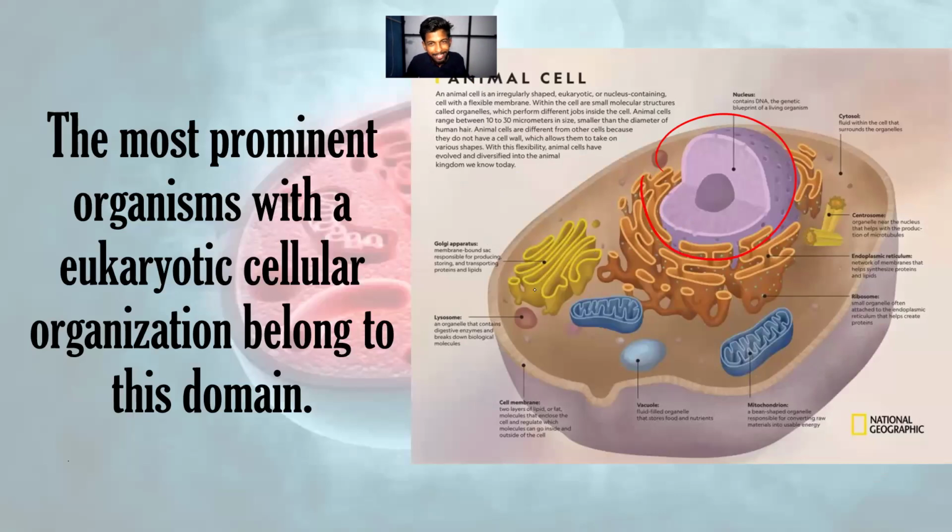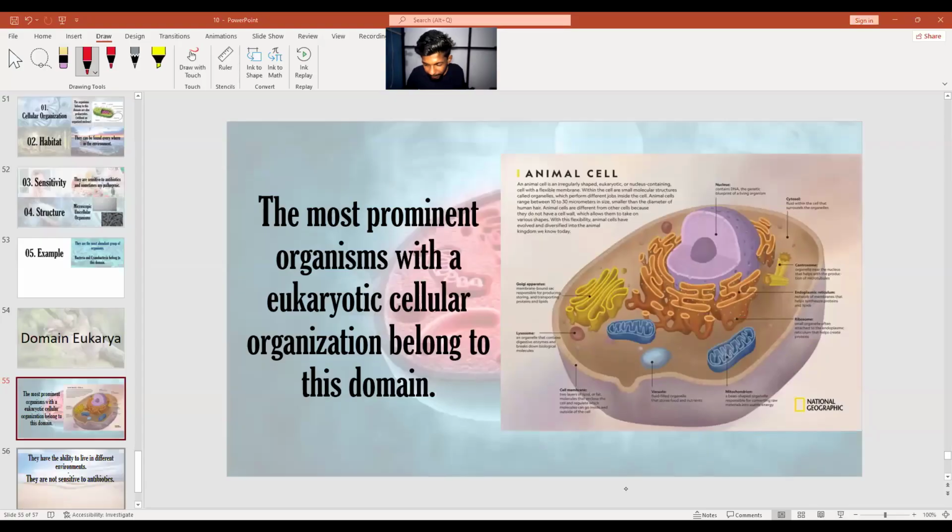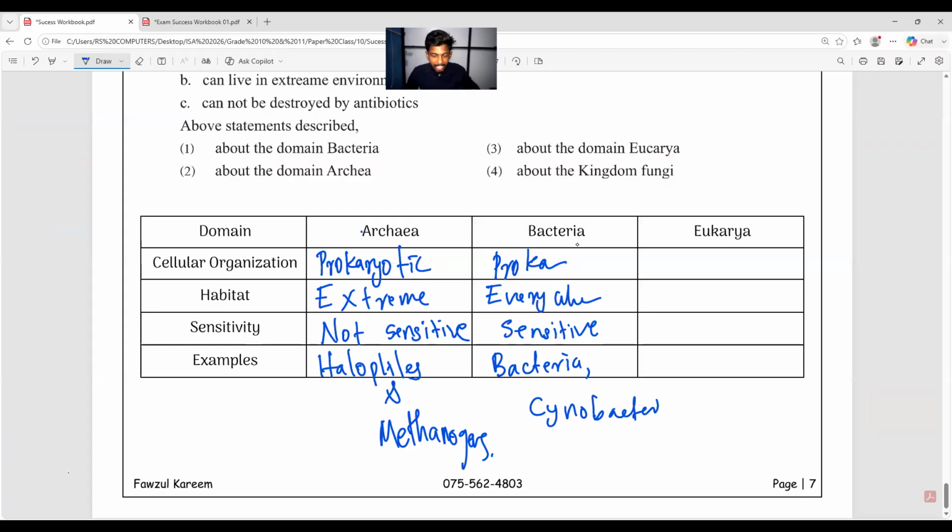Tuberculosis is a disease caused by bacteria. They call it consumption in Tamil, where coughing and all come. That is tuberculosis. Remember that name. Examples: bacteria and cyanobacteria. Okay.